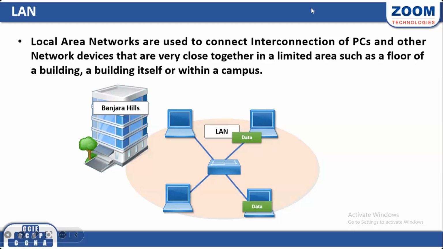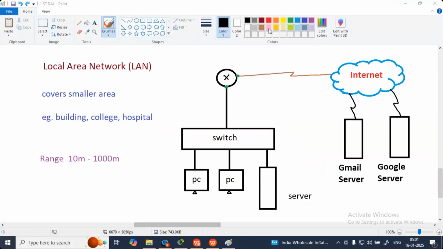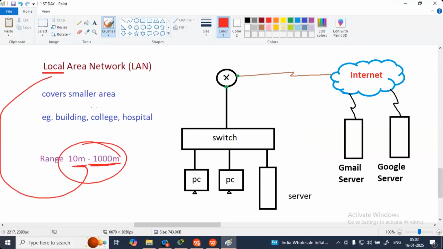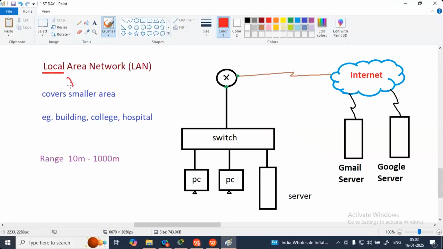So this local area network means, local means which cover a smaller area. So that's why for this local area network we have this range also, and the range is 10 meter up to 1000 meter, means up to 1 kilometer. So that's why smaller area, because local means it cover a smaller area, like within a building, college, hospital, small office, company, a home network also. So this type of network is LAN here, local area network.